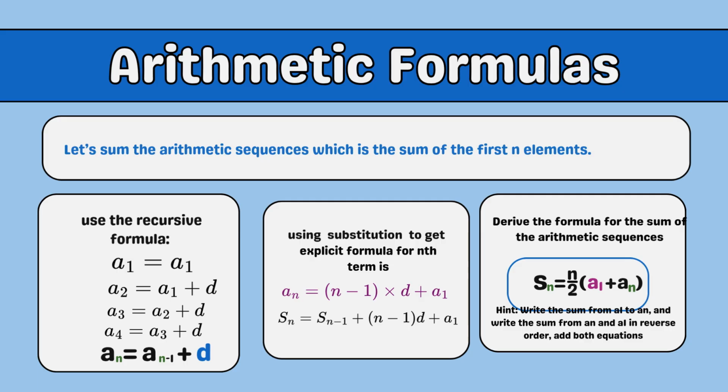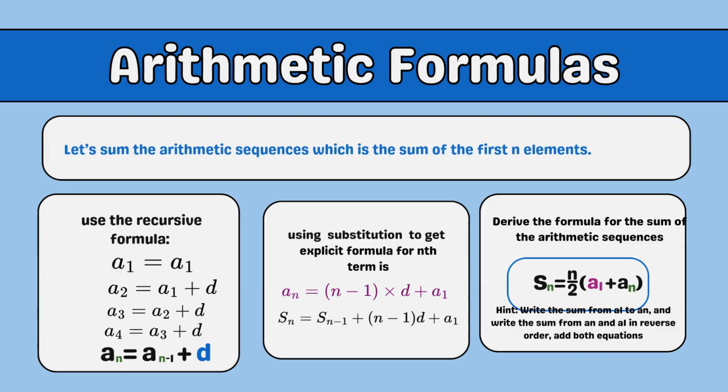This allows us to derive the explicit formula for the nth term. The sum of a sub 1 and a sub n divided by 2 provides the mean value of the sequence. Importantly, we will express the summation in both forward and reverse order, utilizing the nth term formula from a sub 1 to a sub n and from a sub n to a sub 1.